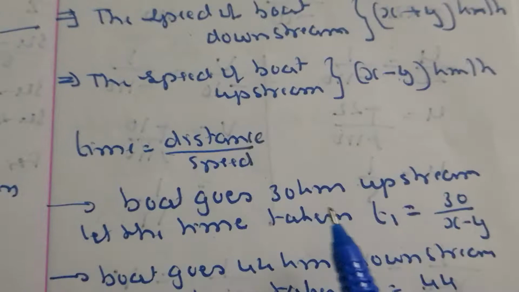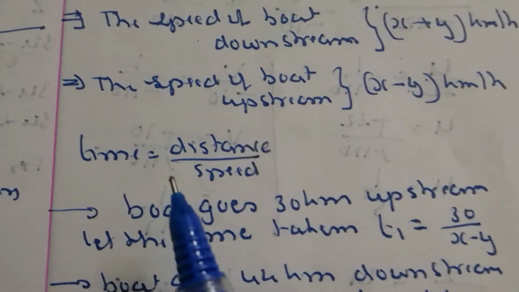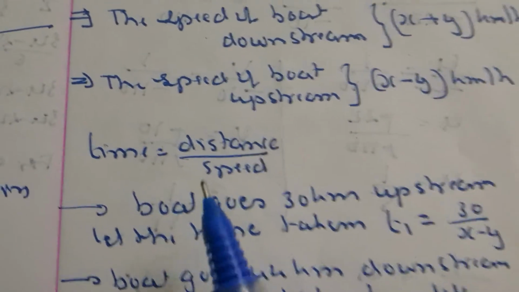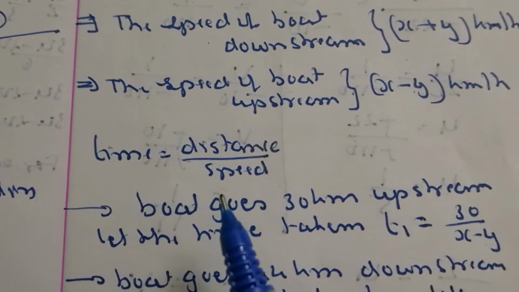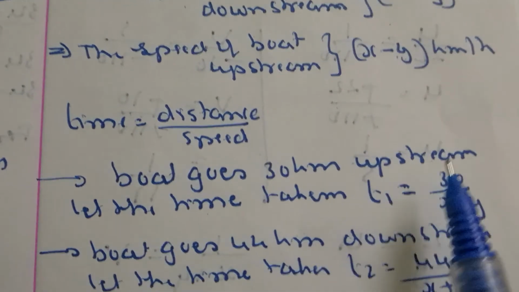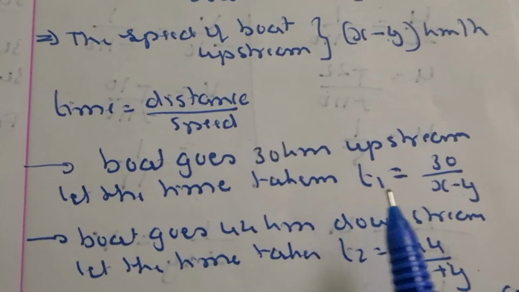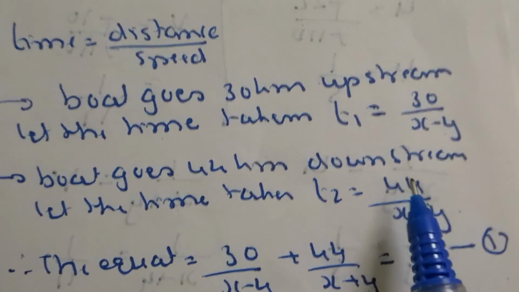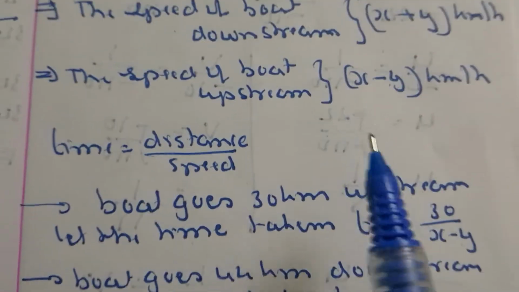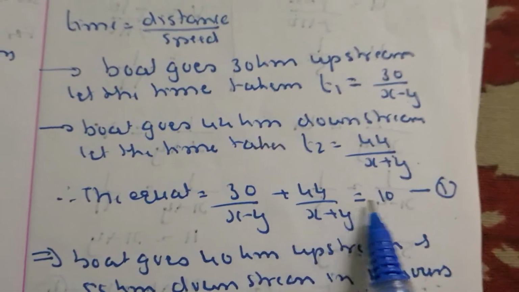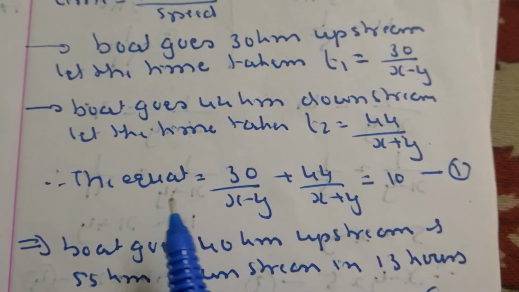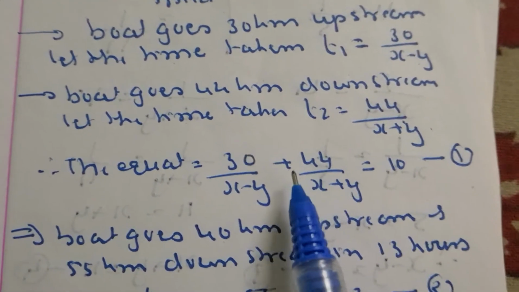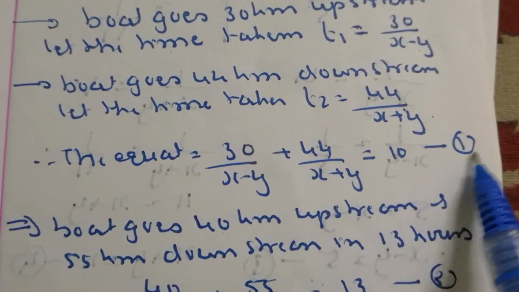So time, we know it very well. We can derive the formula of time by speed. We know speed is equal to distance upon time. So I make time is equal to distance upon speed. So the boat goes 30 km upstream. Let the time taken t1 is equal to 30 upon x minus y, because upstream was x minus y, and the boat goes 44 km downstream, that is time 2, 44 upon x plus y, because downstream was x plus y. So the total time going upstream and downstream was 10 hours, given to you. So my equation becomes 30 upon x minus y plus 44 upon x plus y is equal to 10.